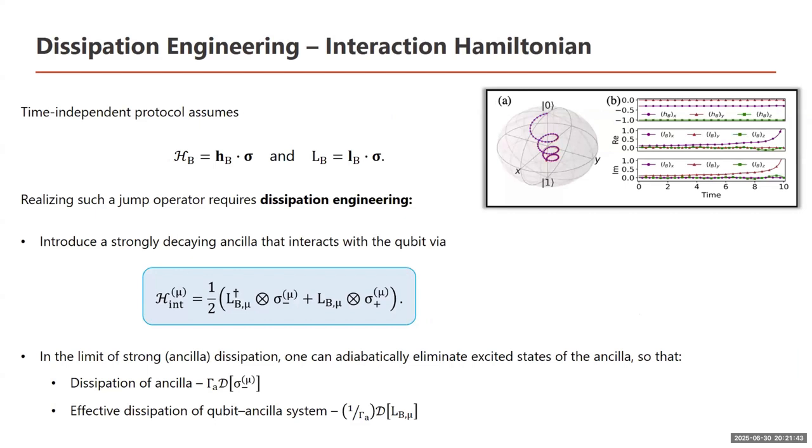So now we have to engineer the interaction Hamiltonian H_int and make the path recovery map that we want to make. And in the limit of strong ancilla dissipation, we can automatically eliminate excited states of the ancilla, so we can satisfy these two conditions.